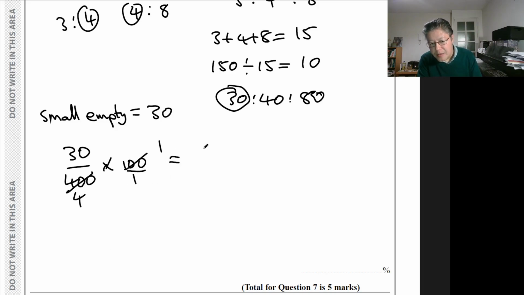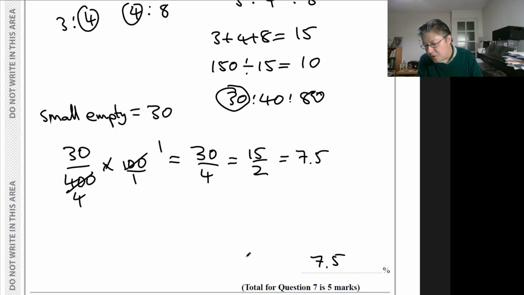If we now do the multiplication, we're left with 30 over 4, and we can cancel more. We can divide top and bottom by 2 to give us 15 over 2. And that's the answer. We can put 15 over 2 percent. But we can also convert that, since 15 divided by 2 is 7.5. So we can put 7.5%, but you could also have put 15 over 2. They didn't ask for a decimal, so either of these should be fine.